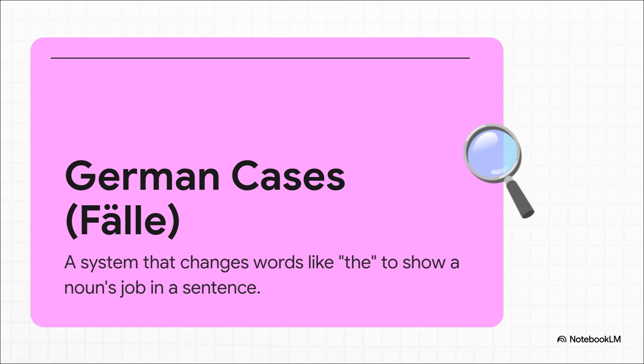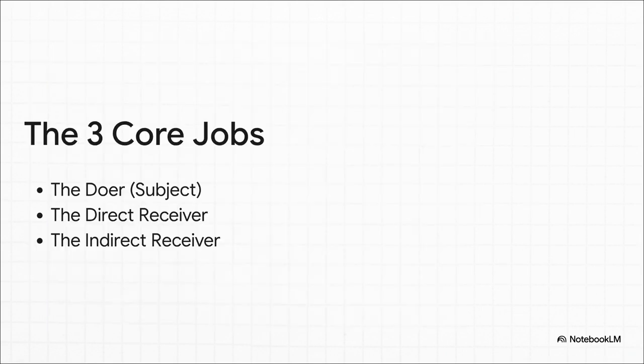But here is the critical part. You're not usually changing the noun itself. Nope. You're just changing that little word that comes right before it, like the word for the. Now, technically, there are 4 cases in German, but we can basically master the whole system just by focusing on 3 main jobs. That's it. All you have to ask is: is this noun the doer of the action? Is it the thing directly receiving the action? Or is it kind of indirectly involved?